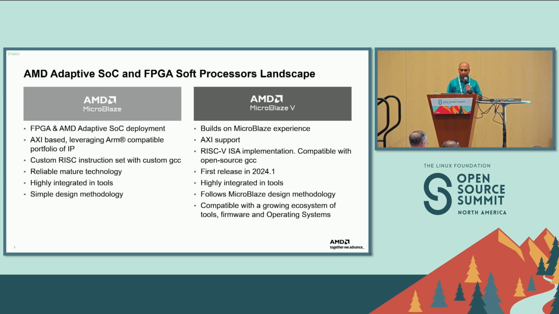So the next is the MicroBlaze RISC-V, and this is built on classic MicroBlaze, and it also supports AXI, with a RISC-V ISA implementation compatible with open source GCC. The first release was rolled out in 24.1, I think May 2024. And MicroBlaze-V is integrated in the Vivado tools, and it lets the user configure different RISC-V ISA configurations in Vivado.